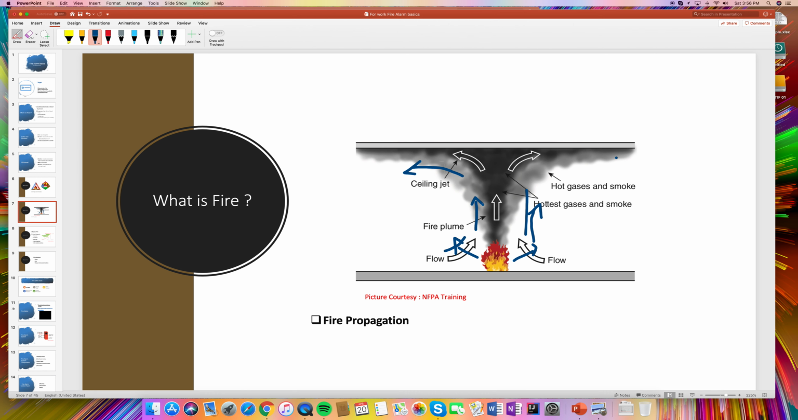The fire plume and the ceiling jet can be detected by a heat detector, and the solid and liquid particles can be detected by smoke detectors. When you have a flaming fire with high temperature, you use a heat detector, but if the smoke is higher, the soot particles and hot gases are detected by a smoke detector. Fire detection devices such as smoke detectors, gas detectors, and flame detectors can all be used to detect these fire conditions. So this is how fire propagates. Heat rises because of the temperature difference, and when it hits the ceiling, it goes in a horizontal direction, called the ceiling jet.